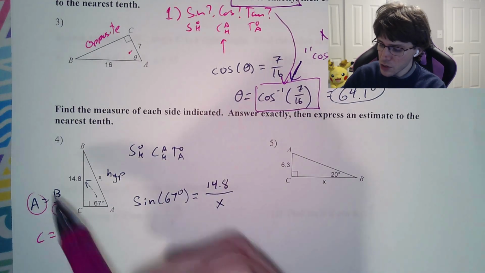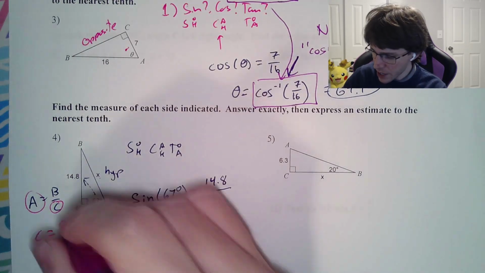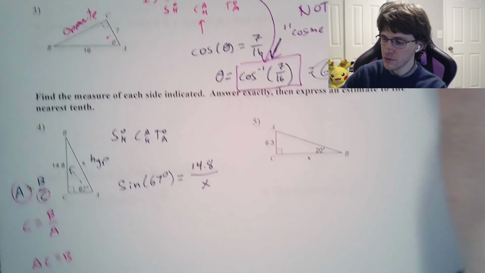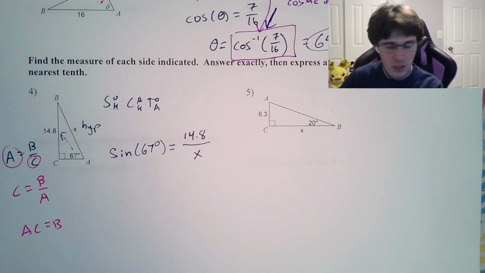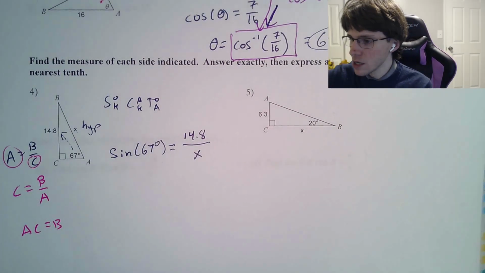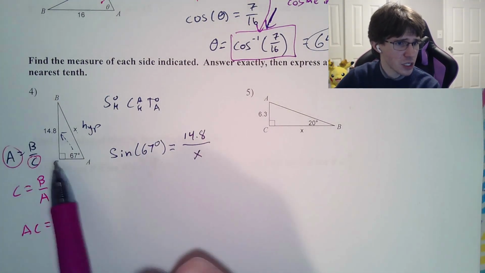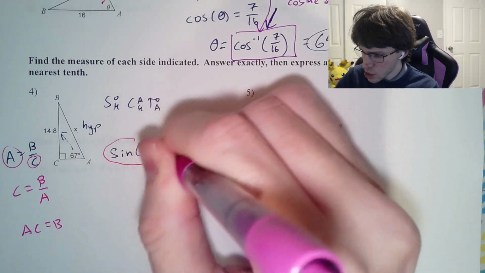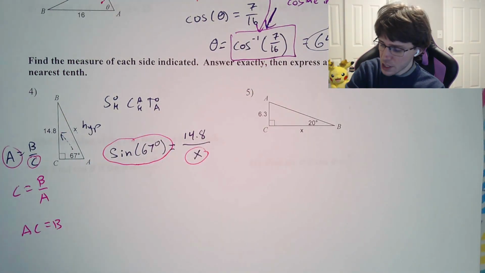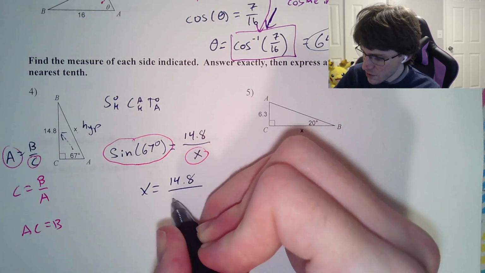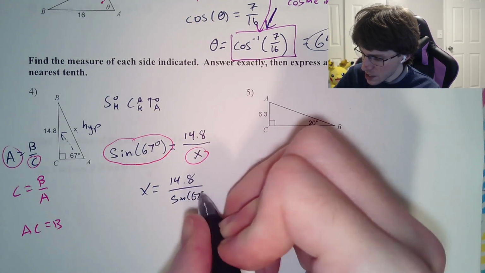Don't forget, you can also just bring the c up if you need to. That is to say, I could have also written a times c is equal to b. So there is your other option for the situation. But here we're just going to switch these two. And switching those two, you get x is equal to 14.8 divided by the sine of 67 degrees.